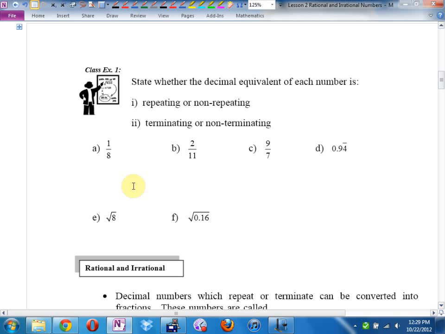So, example 1. State whether the decimal equivalent of each number is repeating or not. What would be a good word? I was going to say R and N, but we also have N for non-terminating. How about R and NR for not repeating, and T and NT for non-terminating? Fair enough? So A, repeating or not? Terminating or not?